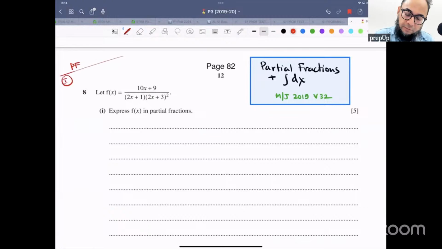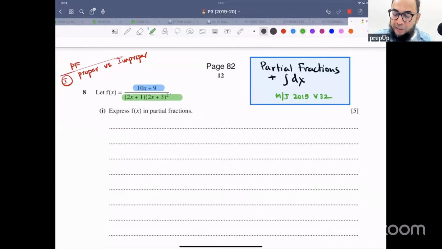The first one, check whether it's a proper versus improper algebraic fraction. What is a proper algebraic fraction? Focus on the highest power in the numerator and the highest power in the denominator. The highest power in the numerator is 1, it's linear. The highest power in the denominator after multiplication is cubic. Why? Because this is quadratic, this is x, that makes it cubic. So yes, this is a proper algebraic fraction. So the first thing is done.